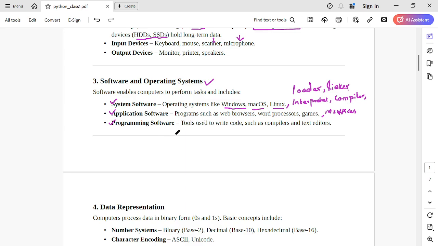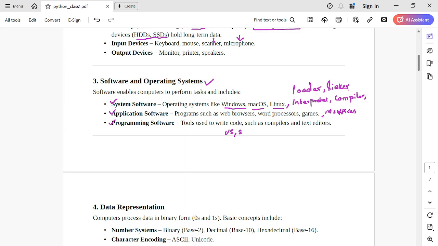So next comes programming software, tools used to write code. We are having so many editors, right? Language editors like Visual Studio, VS Code, as well as Sublime Text, right? So like that, we are having so many editors. Write the code in that, and it will highlight the syntax and give suggestions of code to be written in the editors. We are also having compilers and text editors for that.